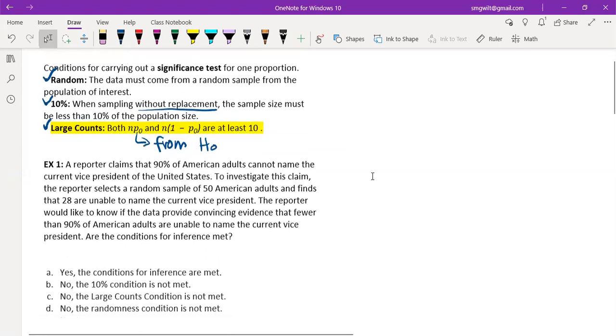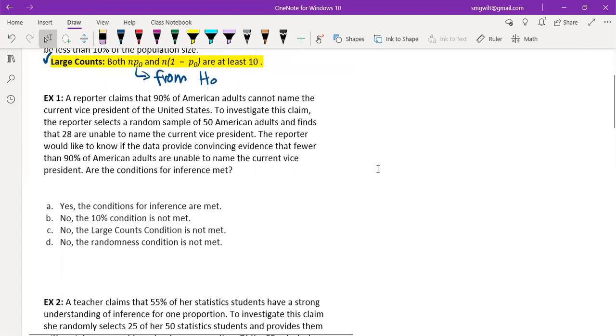In the first one, we've got a reporter who claims that 90% of American adults cannot name the current vice president of the United States. To investigate this claim, the reporter selects a random sample of 50 American adults and finds that 28 are unable to name the current vice president. The reporter would like to know if the data provides convincing evidence that fewer than 90% of American adults are unable to name the current vice president.